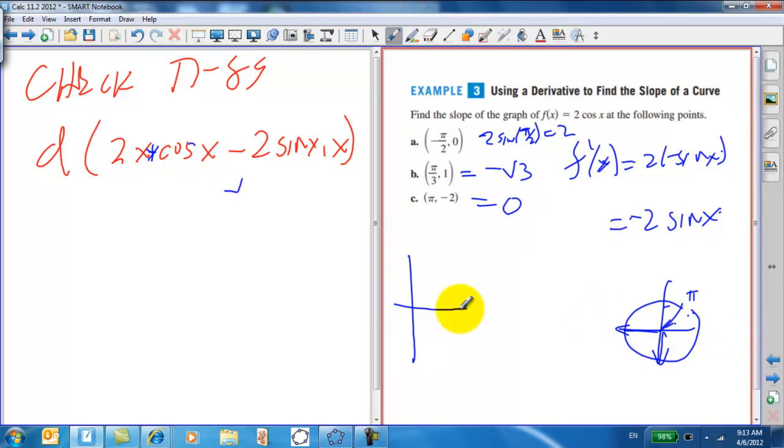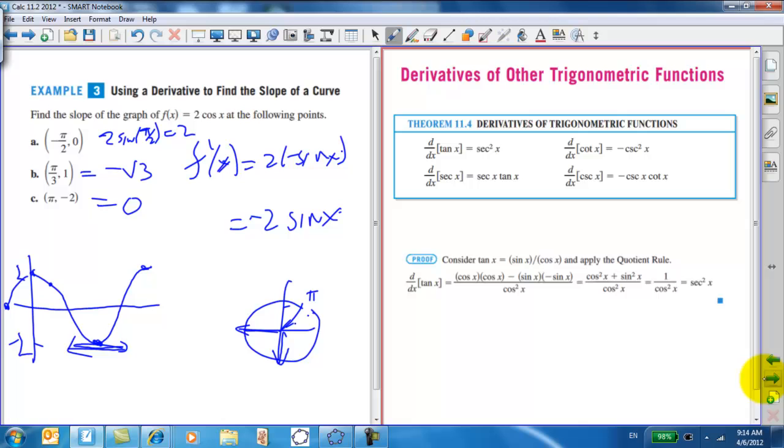And if you look at a graph of 2 cosine x, which looks something like this, up to 2 and down to negative 2, at negative pi over 2 comma 0, when you're back here, you have this intense slope of 2. At pi over 3 comma 1, right around here, you've got a decreasing slope. And at pi comma negative 2, you've got a horizontal slope. All checks out. Here are the other trig functions now.